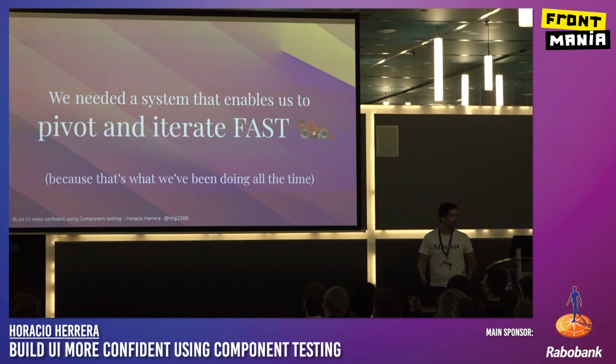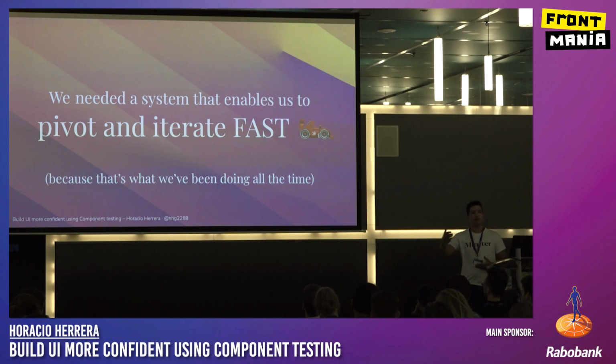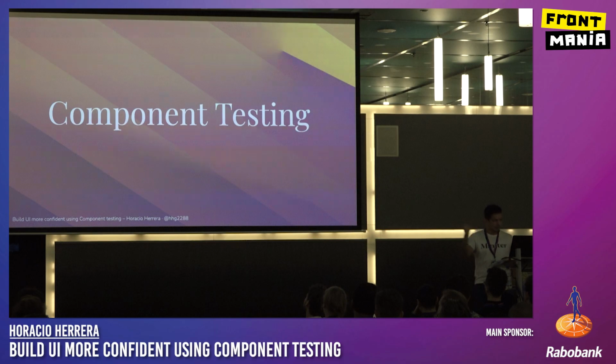So we need a system that enables us to pivot and iterate fast, because we have a very basic idea of what we want, but as you may know, if you don't talk to users, you don't know exactly what's going on. So we needed a system and an application where, if we show a user one thing one day and it doesn't work, we can change back to another thing and test again. So we needed confidence. We needed this freedom. We needed to be very fast in developing things. That's where I started using XState. That's where I started using component testing.